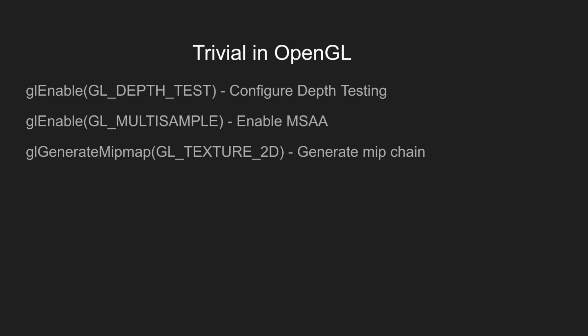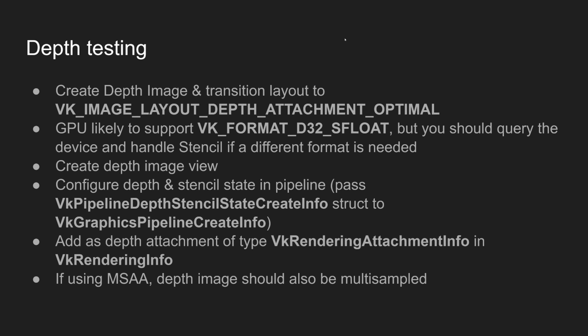Okay, so let's talk about some technical details. And if you're not interested in technical details, you can just stop watching the video at this point. So in OpenGL, if you want to implement depth testing and multi-sample anti-aliasing and mip mapping, it's very trivial, right? We just run these lines of code. In Vulkan, it's far more difficult. So these slides are a high-level overview of how to implement these features in Vulkan, assuming that you're using dynamic rendering. And it might be helpful to you as a supplement to the Vulkan tutorial.